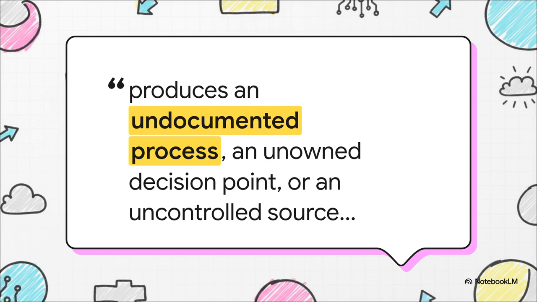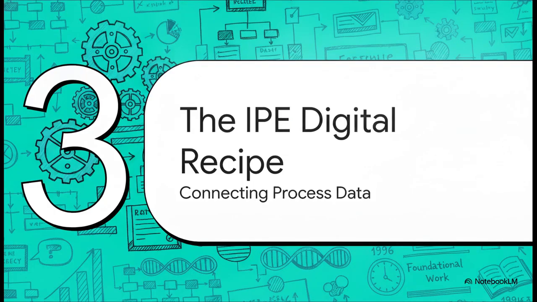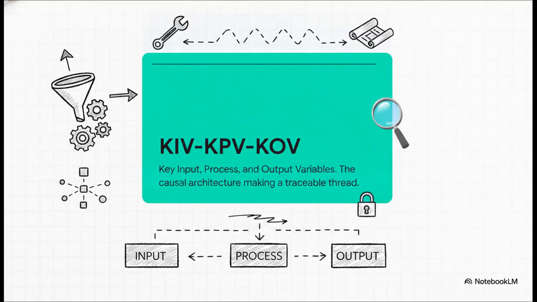You don't end up with a bad widget, you get systemic, totally invisible, and highly expensive organizational chaos. Okay, let's look at the solution in Section 3, the IPE Digital Recipe. If the traditional thread connects products, what connects processes? Well, the answer is the Integrated Process Excellence Framework, which is rooted in Roger Slater's foundational work from back in 1996. To make this work without a physical product, you need a different kind of architecture.